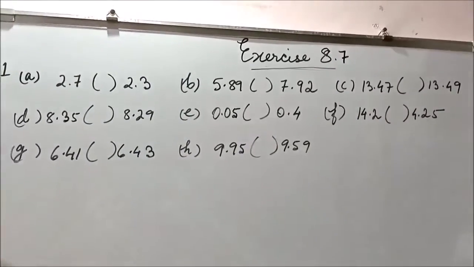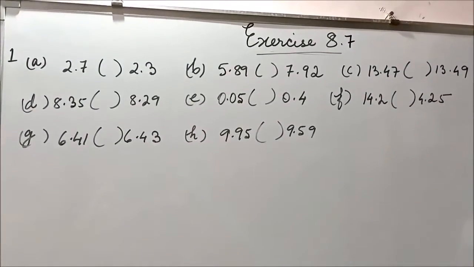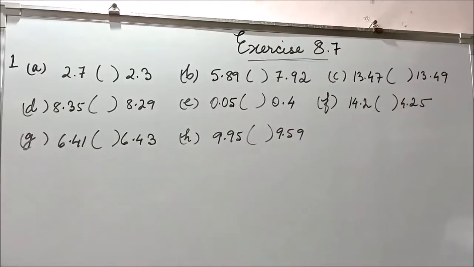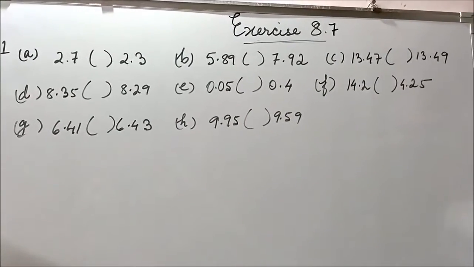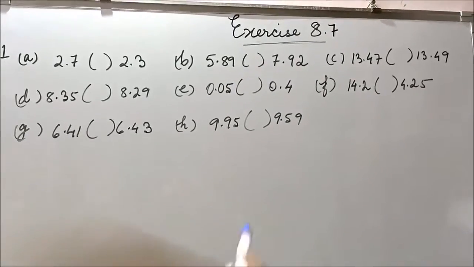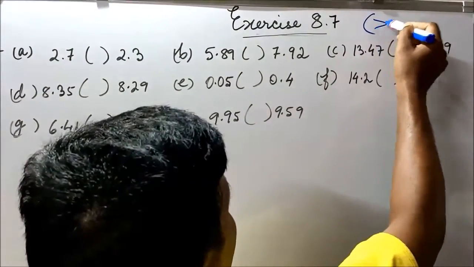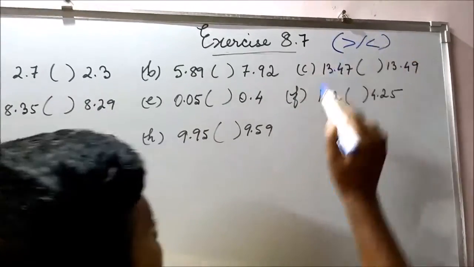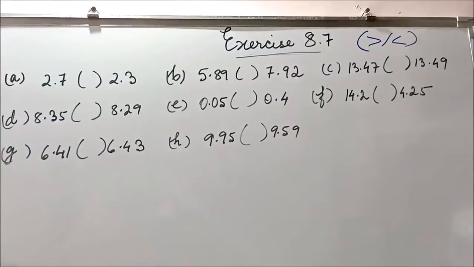So children, now we shall go to exercise 8.7. Question number 1. Compare the decimal numbers given and put appropriate symbols. The appropriate symbols here, greater or smaller. So these two symbols we have to put here.